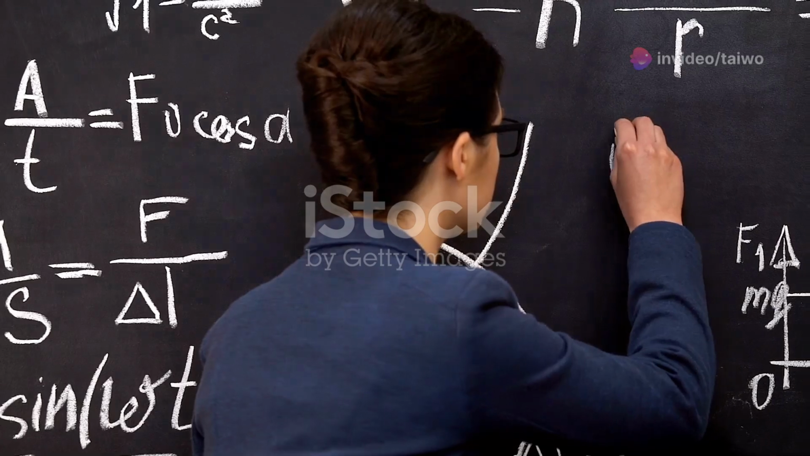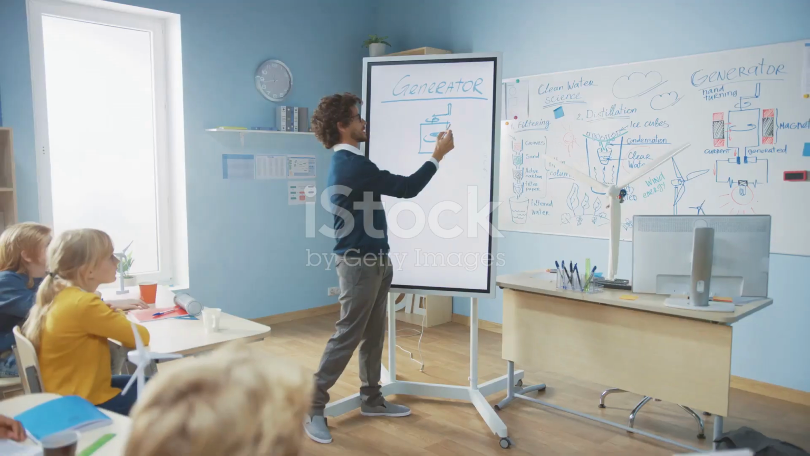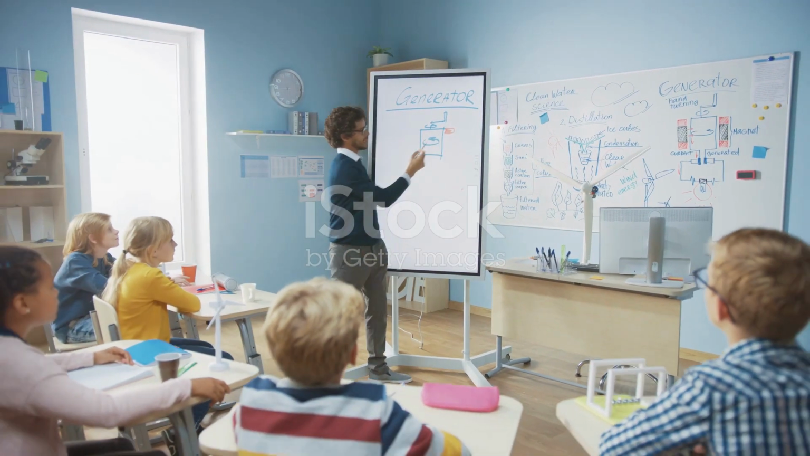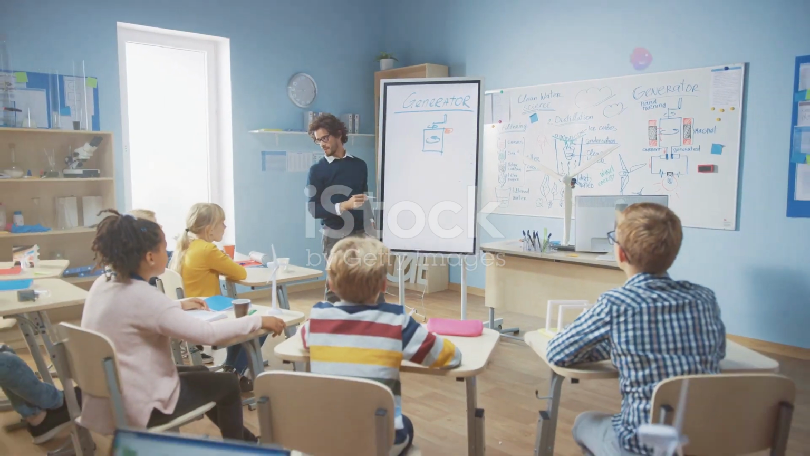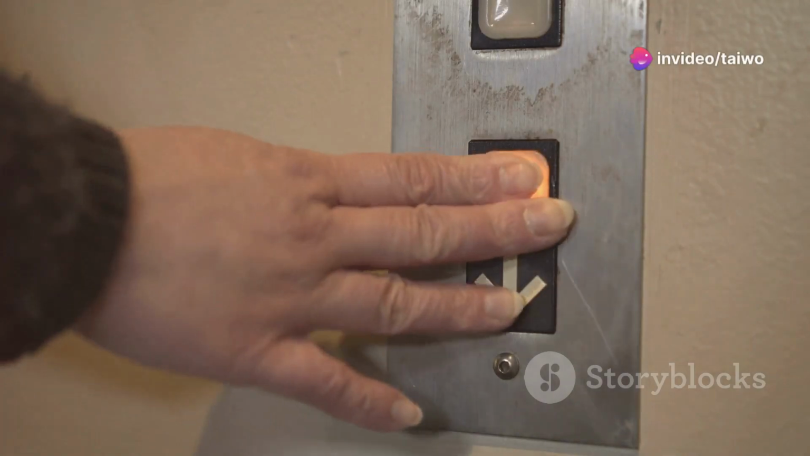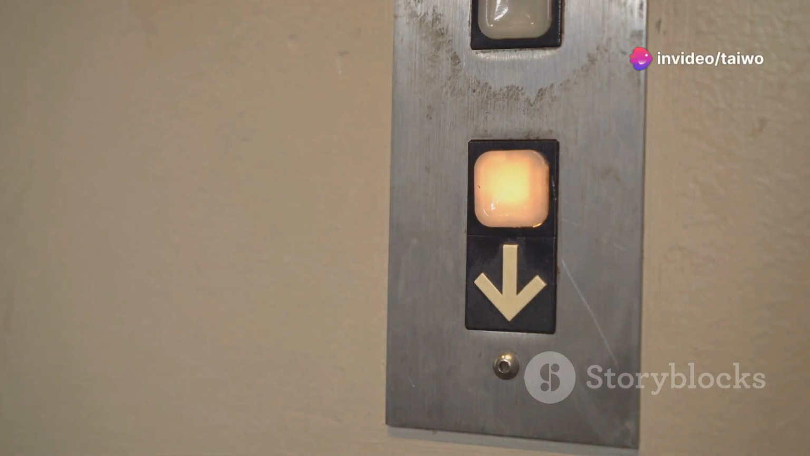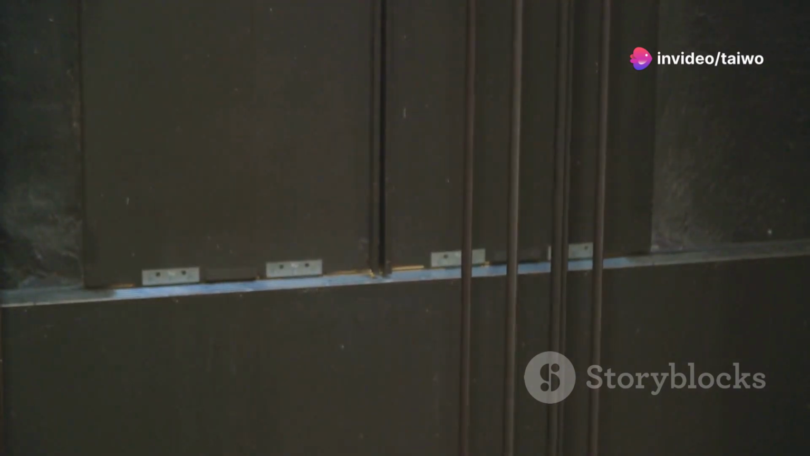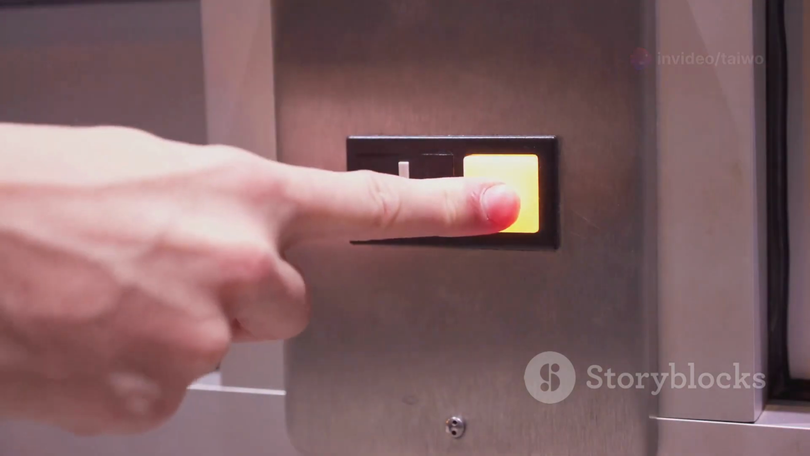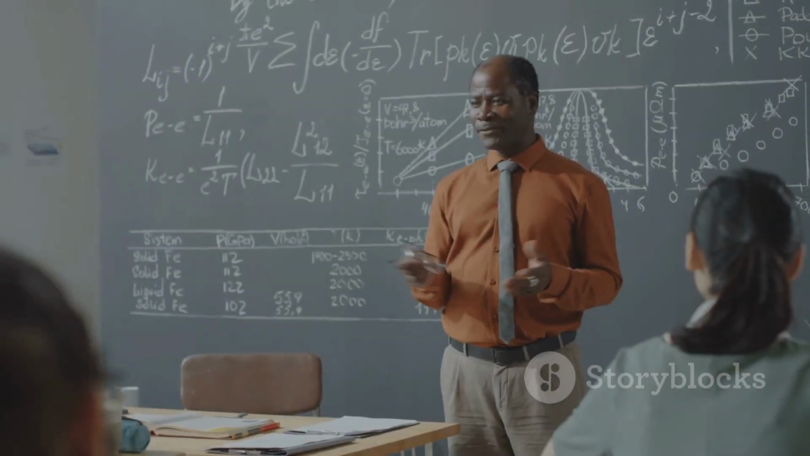We can express the tension during downward acceleration as T equals W minus m times a when the lift accelerates downwards. Here, a represents the downward acceleration of the lift. As the downward acceleration increases, the tension in the cable decreases, and you feel lighter.